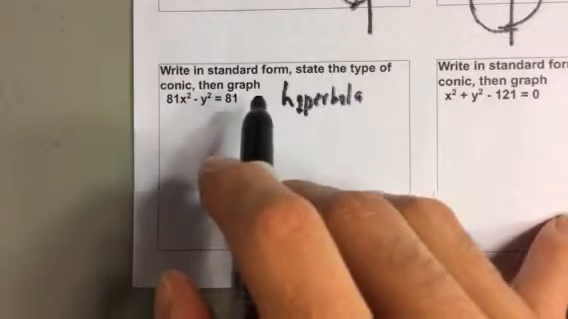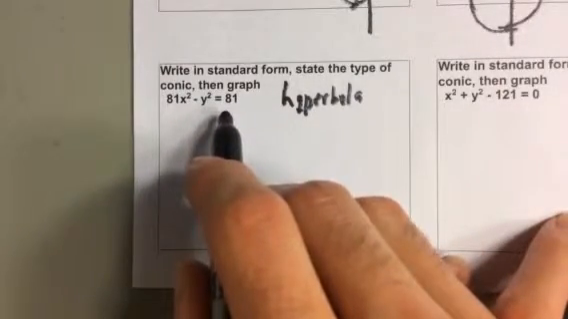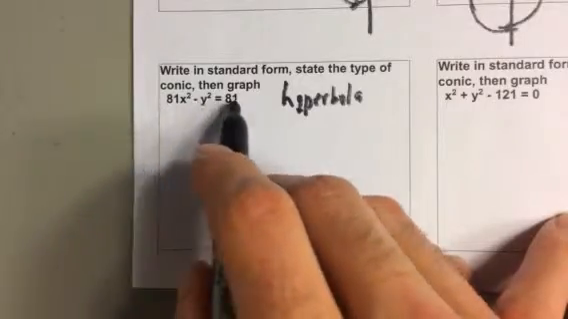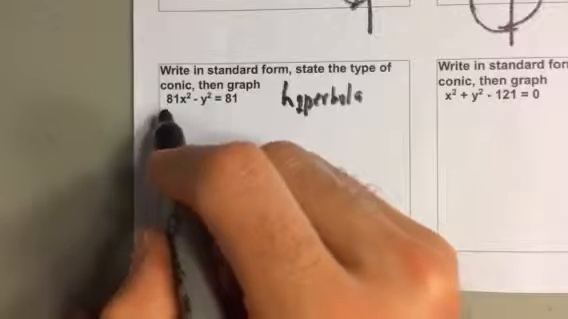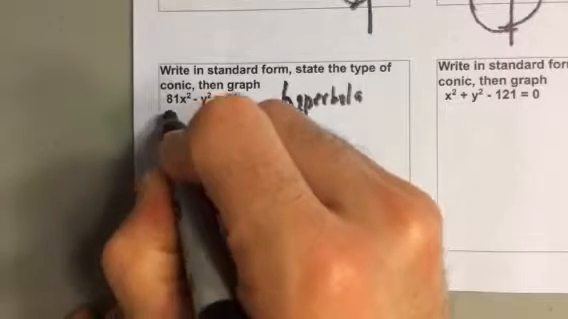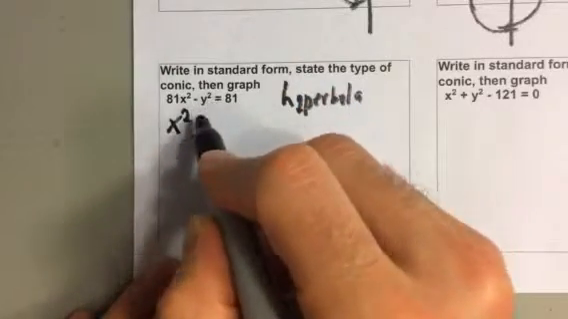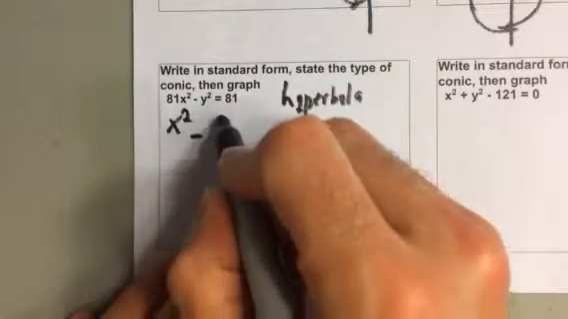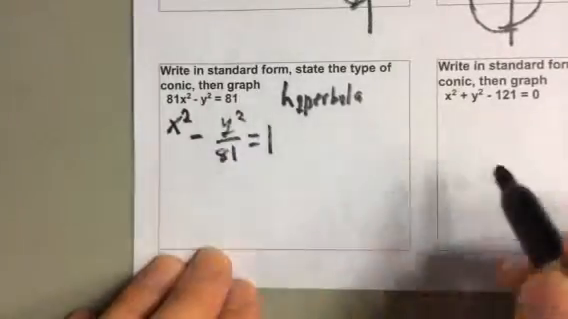In order to get it into the standard form and make a graph, I need to get it equal to 1. Right now it's equal to 81, so I need to divide in all three places by 81. When I do 81x squared divided by 81, the 81s will cancel, and I'll just get x squared for this piece. And the minus y squared over 81 will just leave just like that. Y squared over 81. And then 81 over 81 becomes a 1.